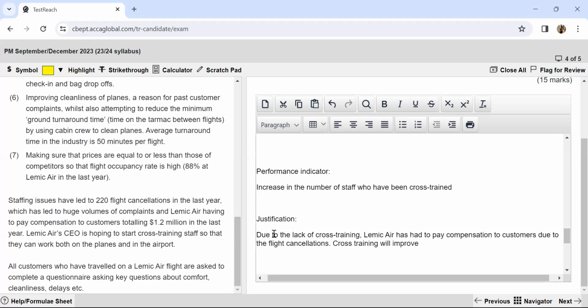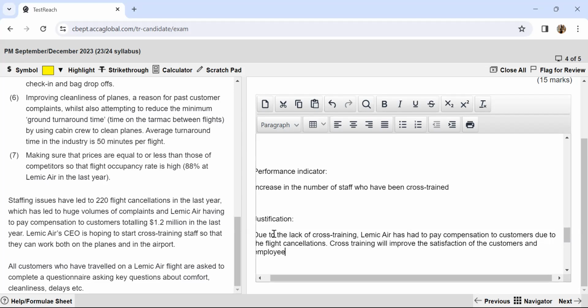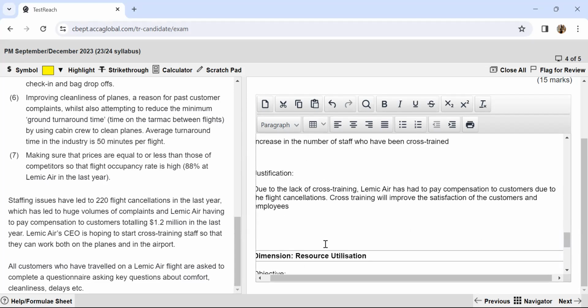So cross training will improve the satisfaction of both the customers as well as the employees, because the employees will also feel good about themselves, that they are flexible, they get more training. When the employees are learning, the company pays for the expenses of their training, so they also feel good that the company is spending on them, and they are training them to be better employees. So this was about this.